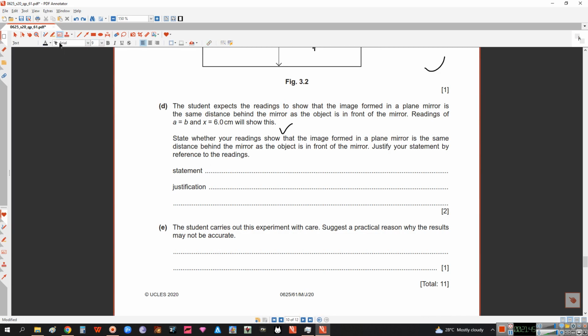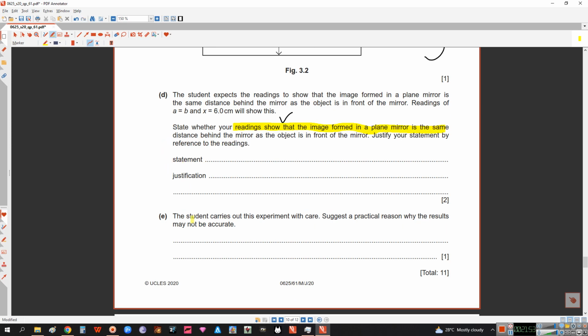Now you need to understand, if the readings show that the image formed in the plane mirror is the same in distance, right? With care, suggest a practical reason why the result may not be accurate, right? So these are the two things that we need to understand and justify our answer. Now, state whether the readings show that the image formed in a plane mirror is the same distance behind the mirror. Justify the answer, right?